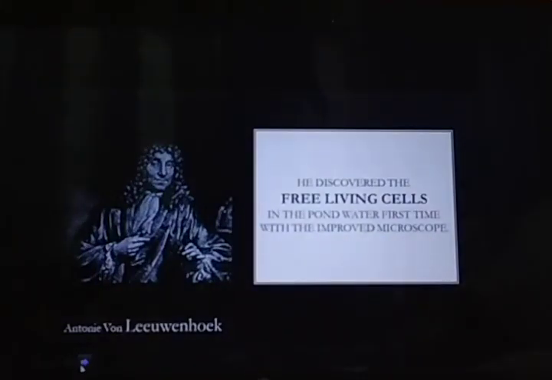After that, when Robert Hooke had given the term cell, he had seen the cell on a dead thing. Cork is a dead thing. It is not living. After that, Antonie van Leeuwenhoek discovered the free living cell in pond water for the first time, with an improved microscope. He improved the microscope that Robert Hooke had made and saw a free living cell for the first time.